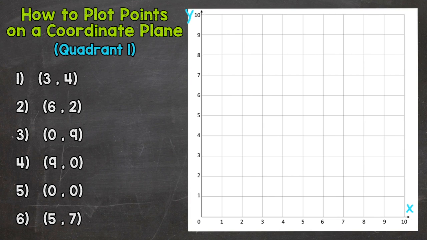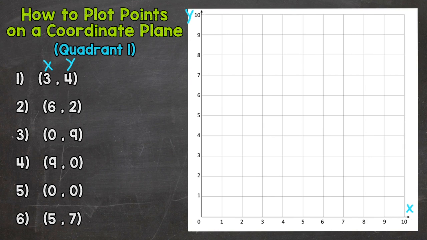Now, you'll see 6 ordered pairs or coordinates on the left-hand side of your screen. We're going to learn how to plot those on that coordinate plane. So let's hop right in to number 1. For number 1, we have 3, 4. That's our ordered pair. And our first number, that 3, is always going to be your x coordinate. And the second number, that 4, is always going to be your y coordinate.